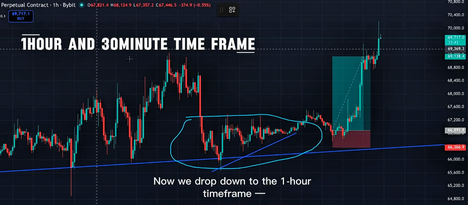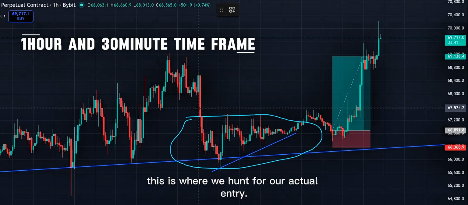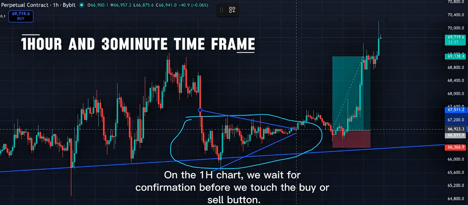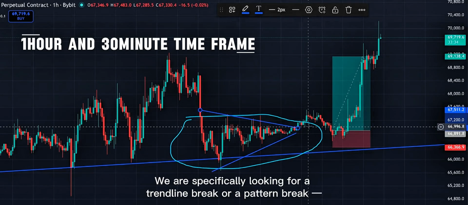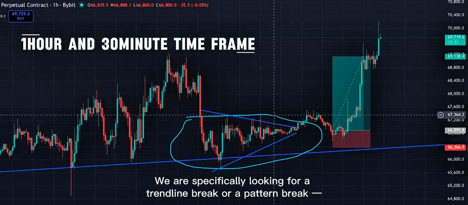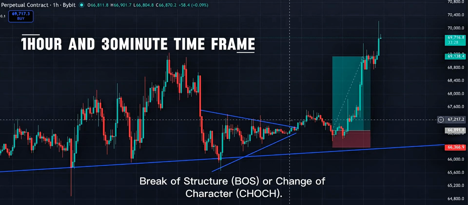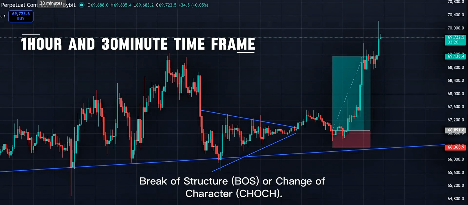Now we drop down to the 1-hour time frame. This is where we hunt for our actual entry. On the 1H chart, we wait for confirmation before we touch the buy or sell button. We are specifically looking for a trendline break or a pattern break, what smart money traders call a break of structure, BOS, or change of character, CHoCH.